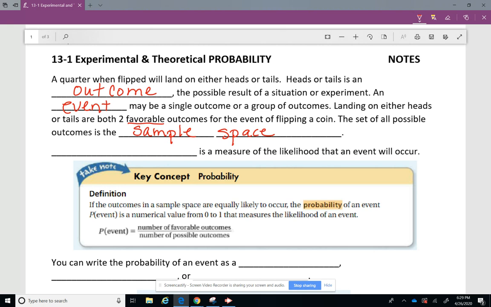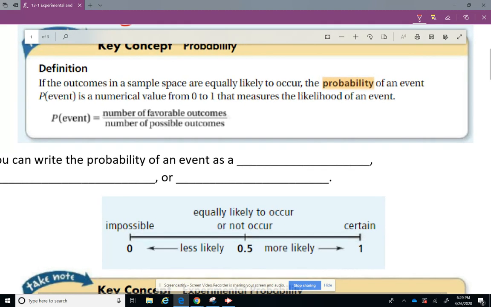All right, probability is the measure of the likelihood that an event is going to occur. Probability is the likelihood that something's going to happen. If the outcomes in a sample space are equally likely to occur, then the probability of an event is a numerical value from 0 to 1. It measures the likelihood of an event. Now, typically with probability, like let's say you flipped a coin and the number of favorable outcomes, you were looking for how many times you got heads out of however many total times that you flipped it. Okay?